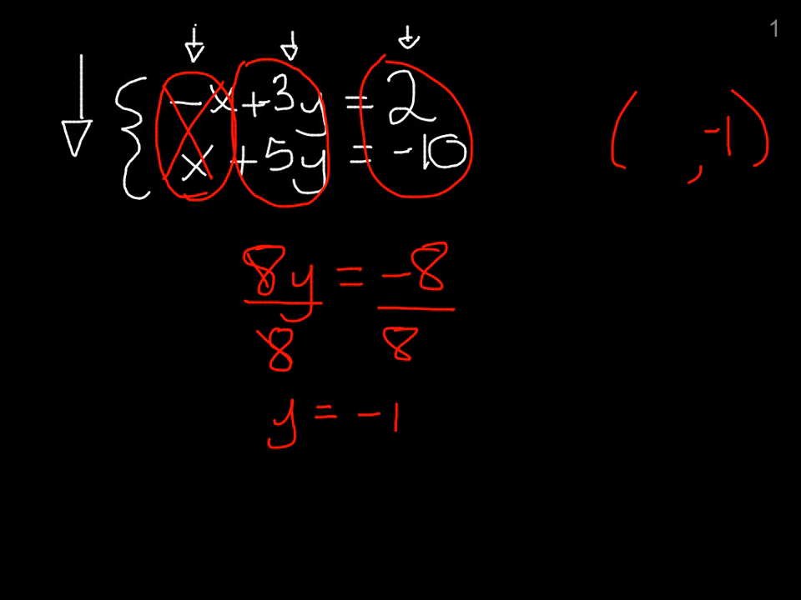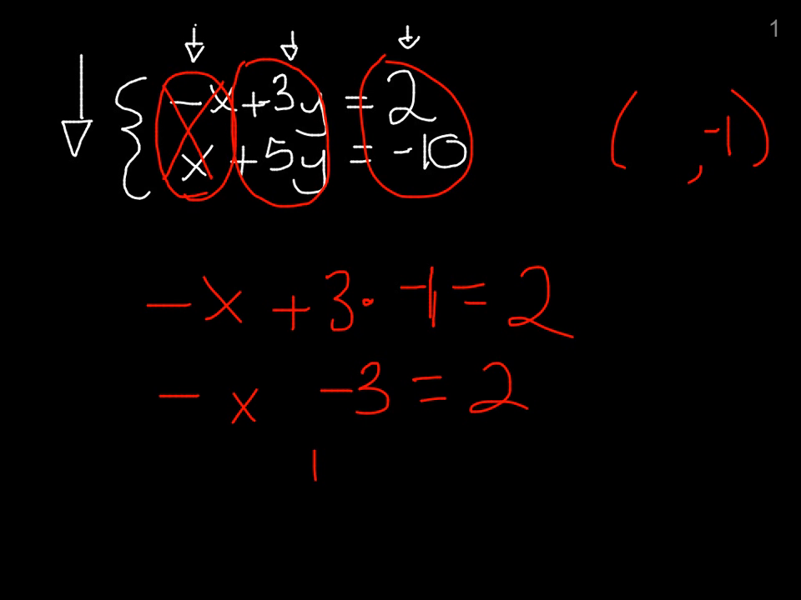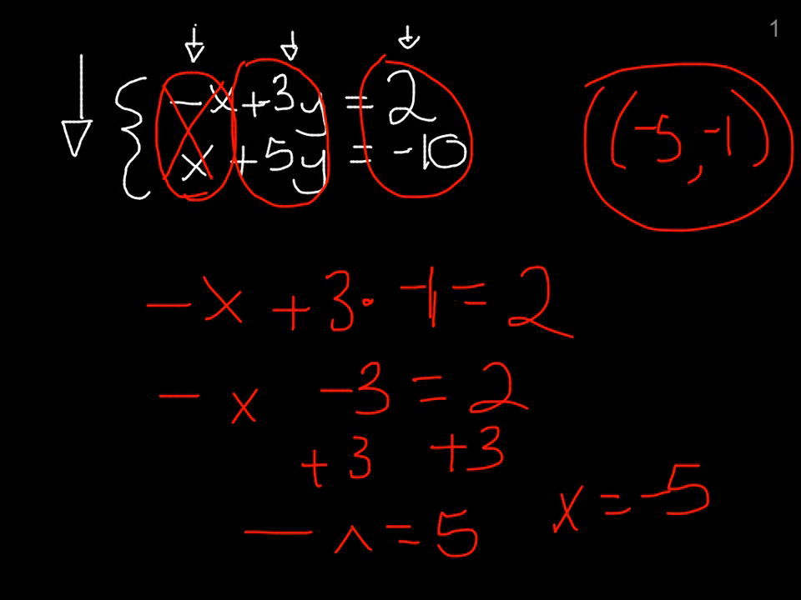And now what I need to do is take that value for y and plug it into either one of my equations. I'm just going to pick one, so I'll use the top one. So I have negative x plus 3 times negative 1 equals 2. So 3 times negative 1 is negative 3, so I have negative x minus 3 equals 2. Add 3 to both sides, and I get negative x equals 5, which means x equals negative 5. So then I put that in my ordered pair, and that's my answer.